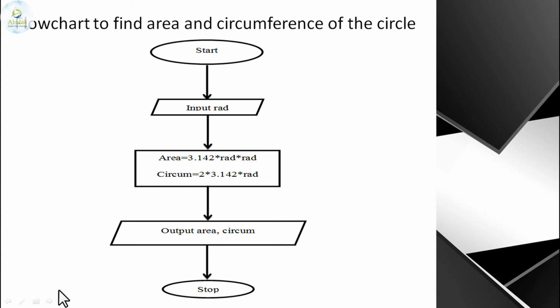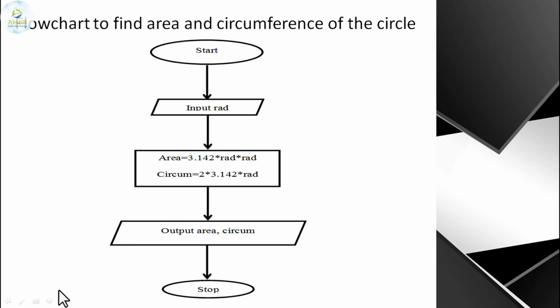So area is equal to 3.142 into radius, that is r into r. Circumference is equal to 2 into 3.142, that is the value of pi, multiplied by radius. So directly we are placing the value of pi. Instead you can even write 22 by 7, which would solve to 3.142 and the last digits are still unknown. This is the formula, that is, processing is done in the rectangle.